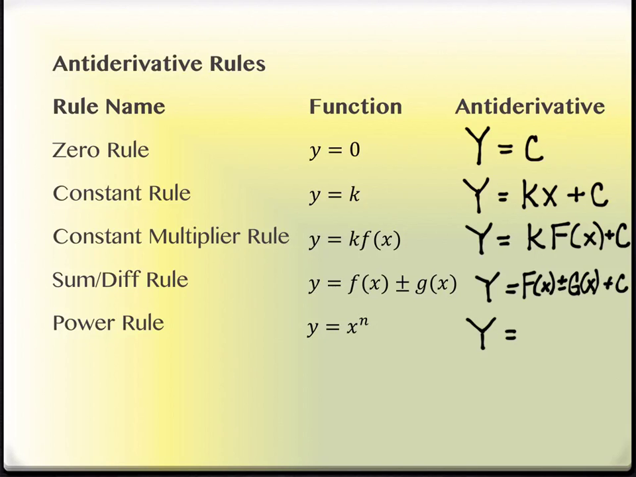How did the power change when I took derivatives? It went down by 1, and the opposite of that would be going up by 1. So what we're going to see is the exponent increase by 1. We're going to divide by the new exponent. Okay, so division instead of multiplication, new exponent instead of old exponent, plus a C on the end. Very good.